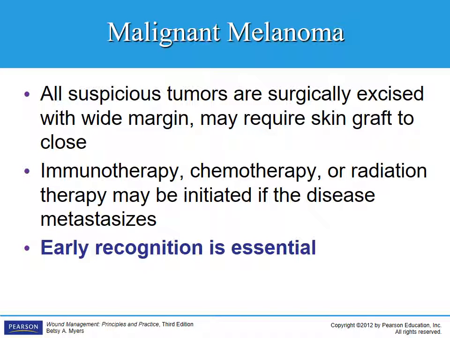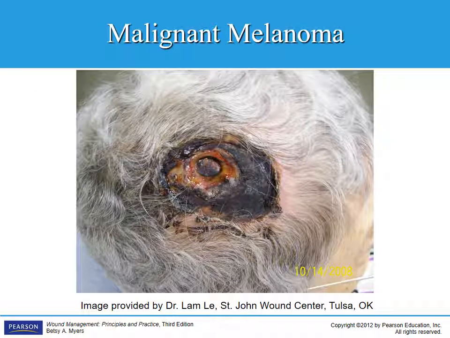refer the patient rapidly. Suspicious tumors are generally surgically excised with a wide margin, and they may go so deep that you have to have a skin graft to close it. They use immunotherapy, chemotherapy, radiation therapy if it's metastasized, but early recognition of these is absolutely imperative for there to be a cure. Here's an example of a malignant melanoma that's on the top of the head.